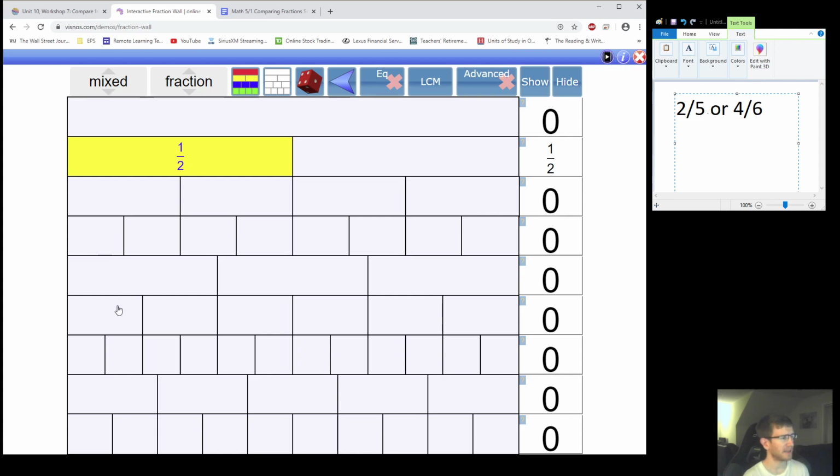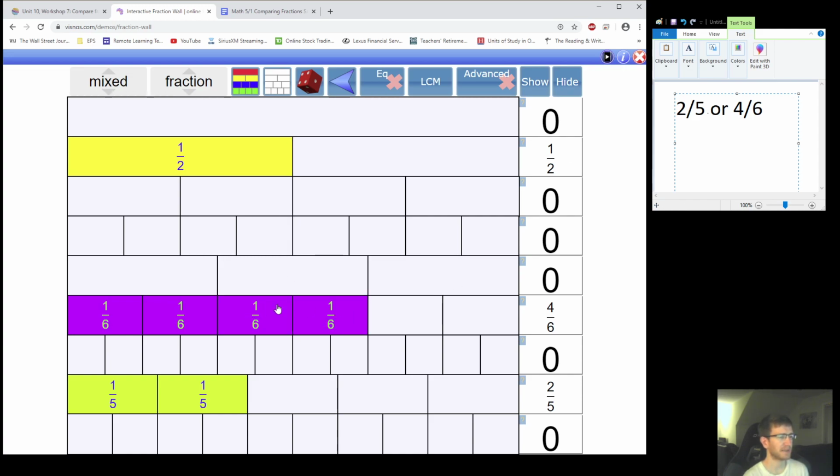2/5. Let's find where the fifths are at. They're down here. So right away, 2/5 is less than 1/2. And if we think about 4/6, where's the 6 at? Oh, they're there. It takes 3/6 to equal 1/2, but we have 4/6. And 4/6 is bigger than 1/2, and 2/5 is less than 1/2.